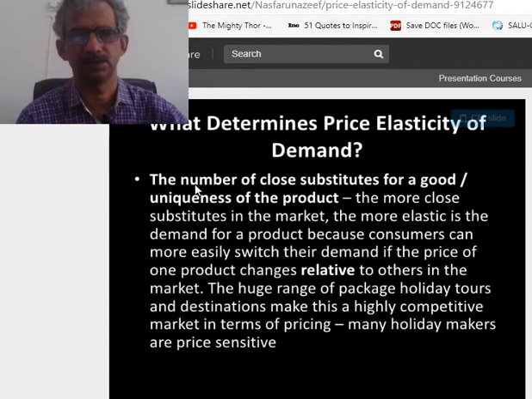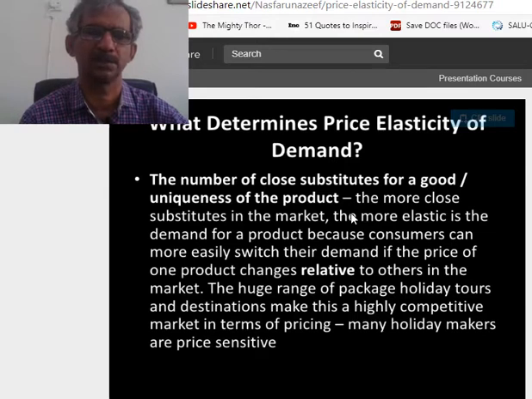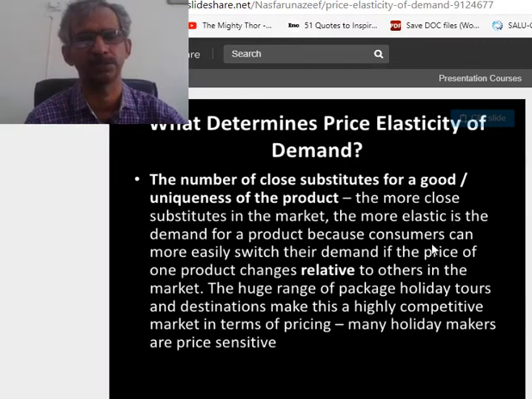Another factor is the number of close substitutes for a good, or the uniqueness of the product. Another factor determining whether the product has elastic or inelastic demand is the availability or non-availability of substitutes. The more close substitutes in the market, the more elastic is the demand for a product, because consumers can more easily switch their demand if the price of the product changes relative to others in the market.